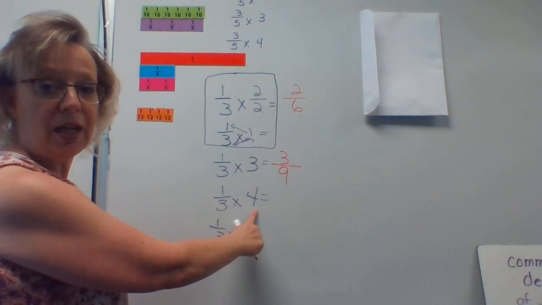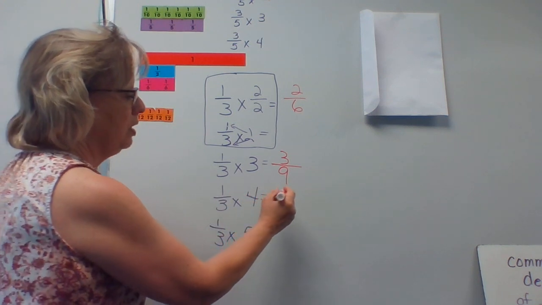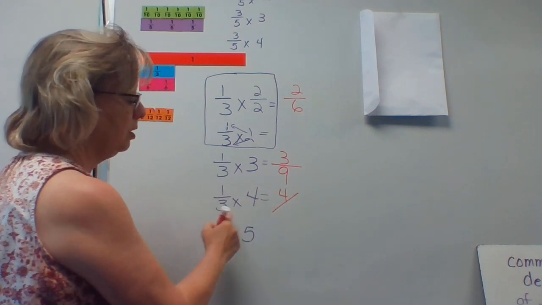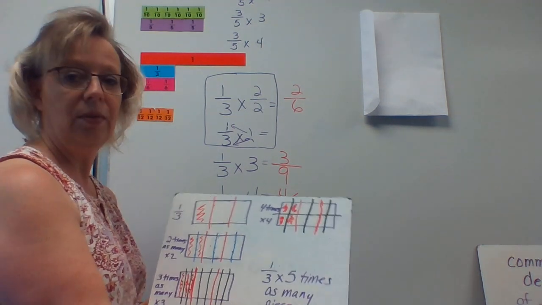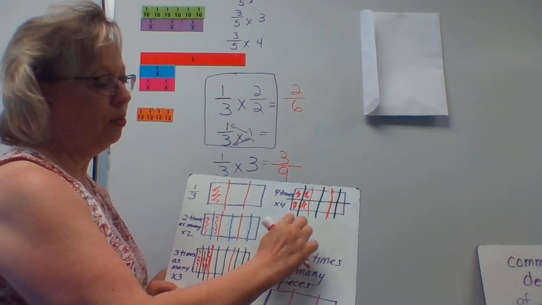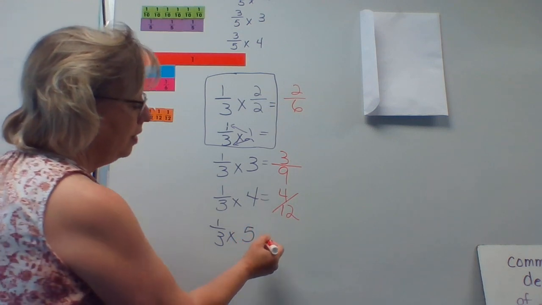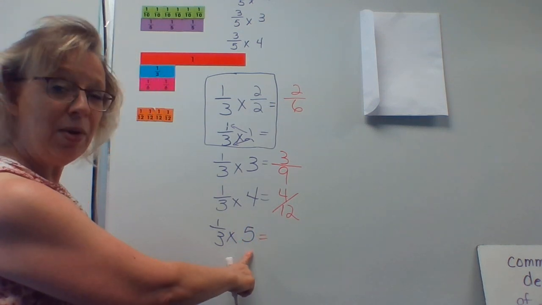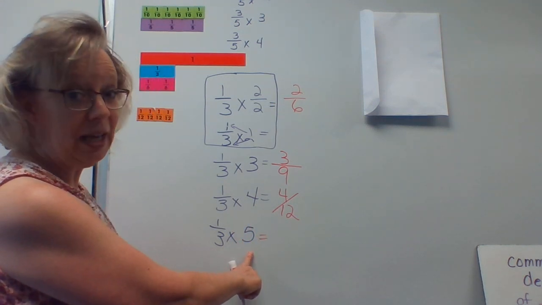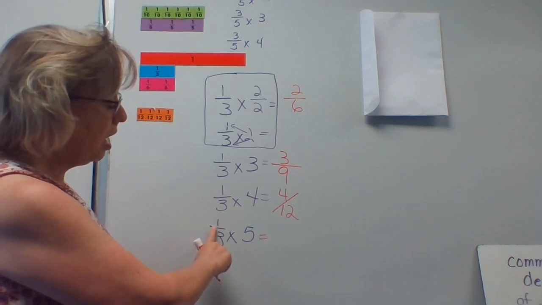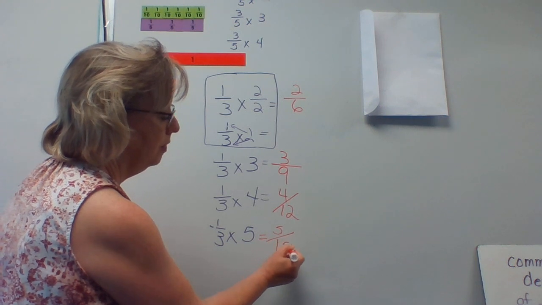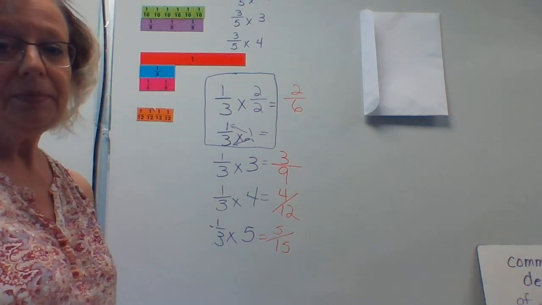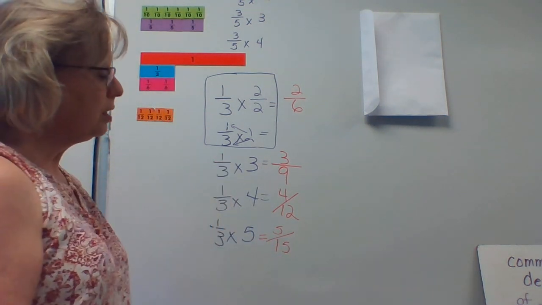If I want 1/3 times 4, 1 times 4 is 4 pieces would be shaded out of 12 pieces total, which is what was represented right here. And then I don't have a picture of this one, but if I wanted to do 5 times as many, which would be kind of really small pieces, I would have 1 times 5 is 5/15. Okay, so that's a strategy.